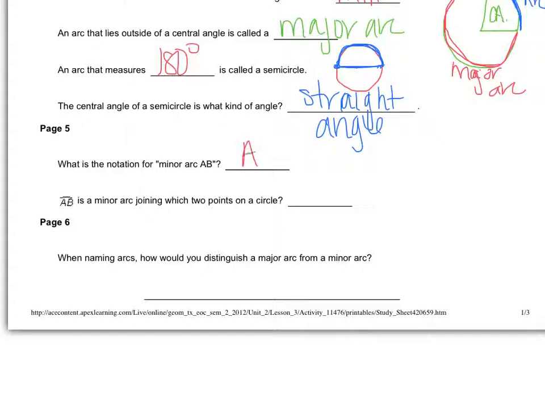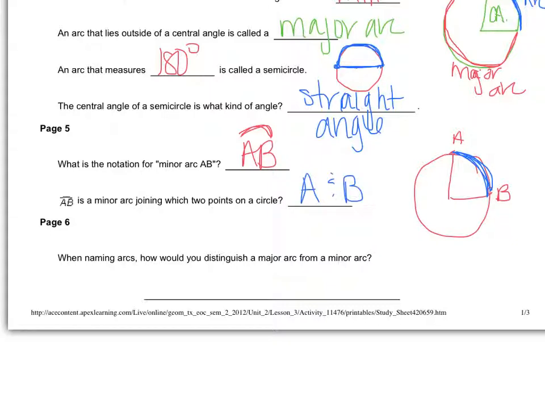Okay, when you want to label something minor arc AB, the way we would label it is AB with a little arc sign above it. And AB is a minor arc joining which 2 points in a circle? So that would be if I had a circle, here's A, here's B. I'm looking for minor arc AB. That means it's a segment that's joining A and B together. That's how we define it.